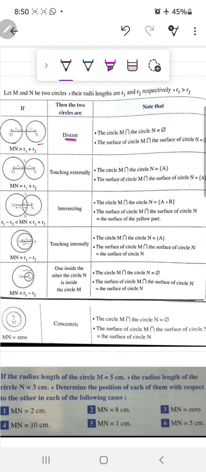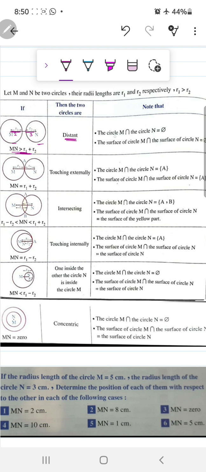First, we have here R1 and R2. What did you notice here? If R1 here is 2 and R2 is 3, then MN is of course greater than 2 plus 3, which is 5. Why? Because here we have this line segment. So in this case MN is greater than the sum of the two radii, which is R1 plus R2. So the first case, we have two circles that are distant. It means MN here is greater than R1 plus R2.